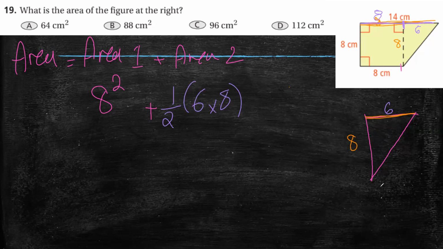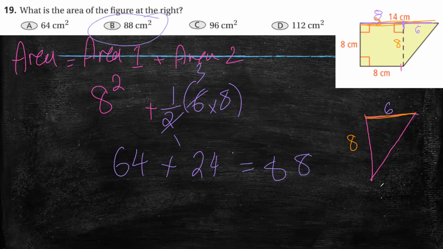6 times 8 is 48, and half of it is 24. So it is 24 plus 64. 4 plus 4 is 8, 6 plus 2 is 8. So the answer is 88 centimeter squared. Is it clear? Yes.